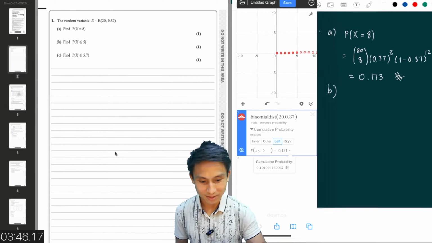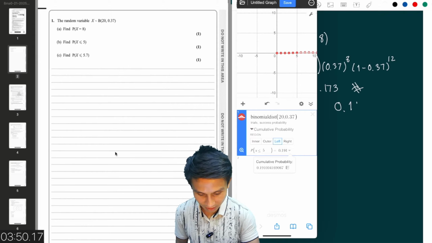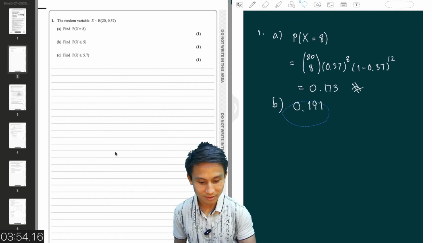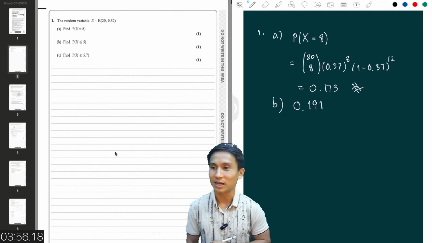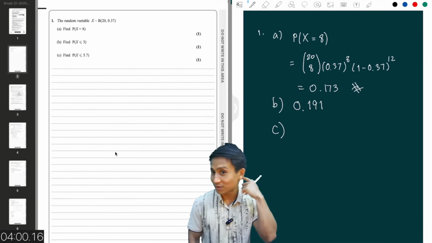Okay, so that should be the answer, guys. So it would be 0.91191. Yeah, so that would be the answer. Just that. That's all they need you to do. Just write down the answer. And then find the probability of that.